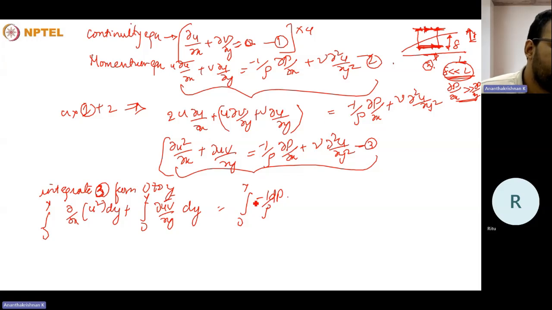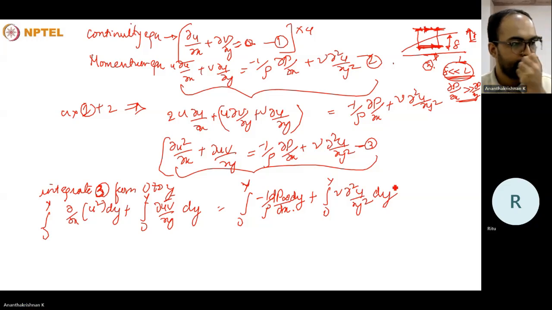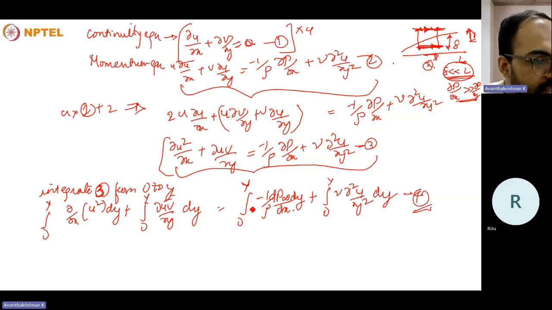So that's how we could write this as dou P infinity by dou X dy plus the integral from 0 to y of mu dou square u by dou y squared dy. We can denote it as 4. So, are you able to understand this? Yes, okay, then we can proceed further.